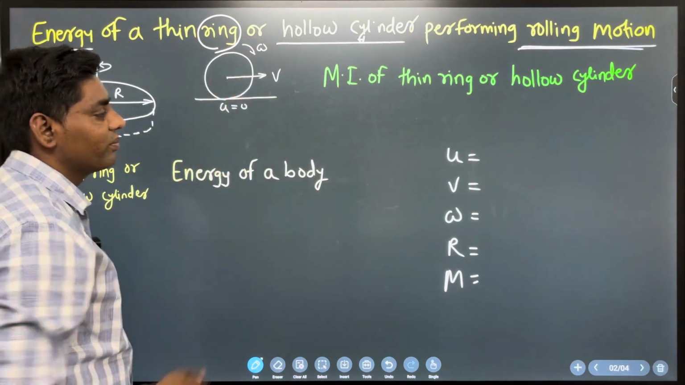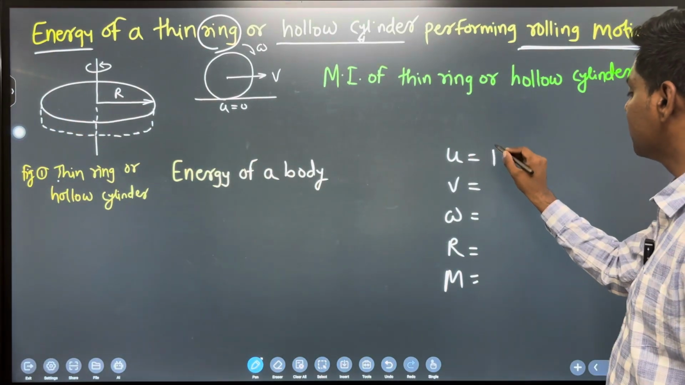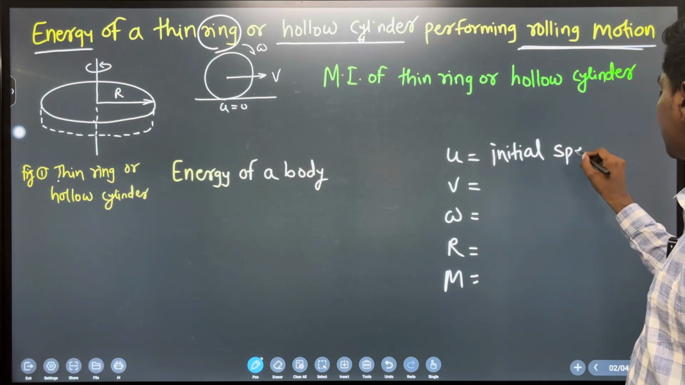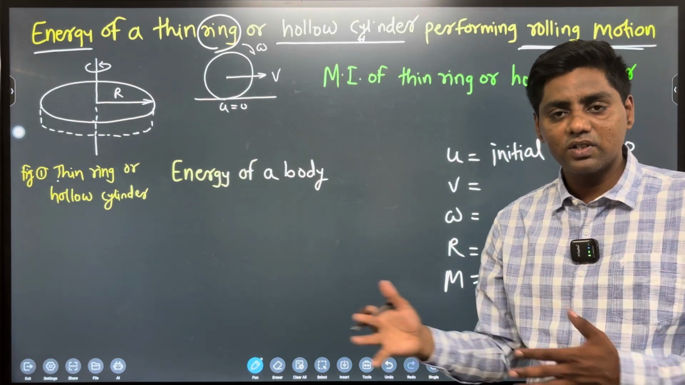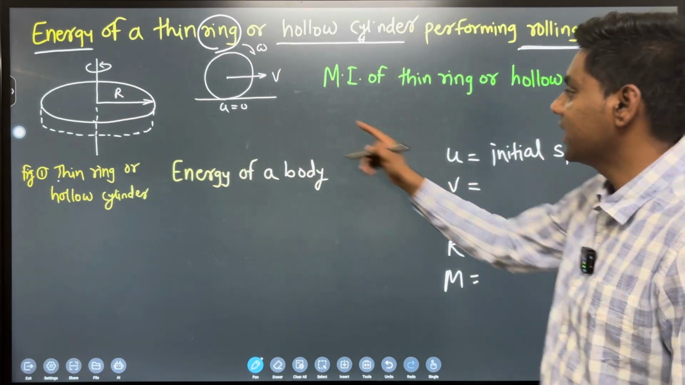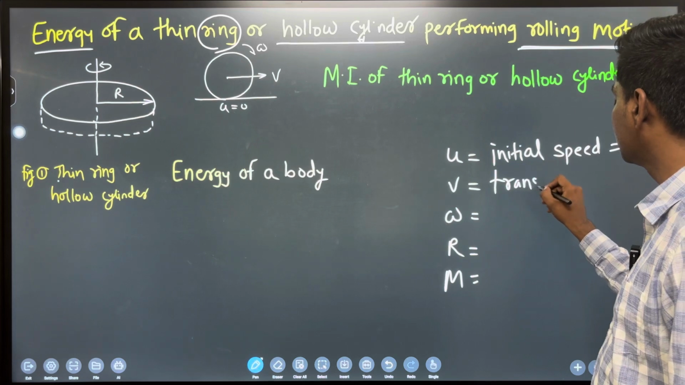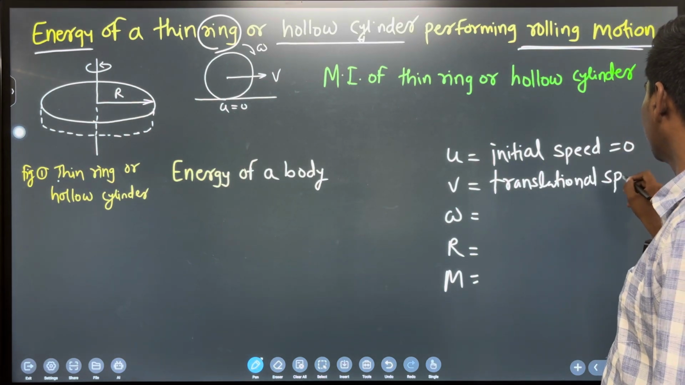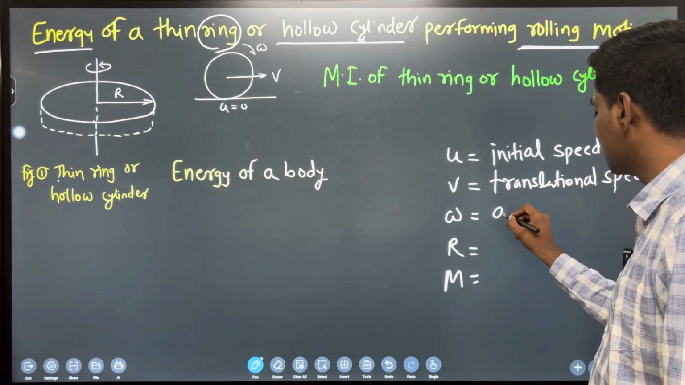Whenever it is performing the rolling motion, we have to remember some notations. Let u be the initial velocity or speed. It becomes zero because it starts from rest, so initially its speed is zero. After that it gains speed, that is v. Let v be the translational speed. Then omega, when it is performing the rolling, becomes the angular speed.